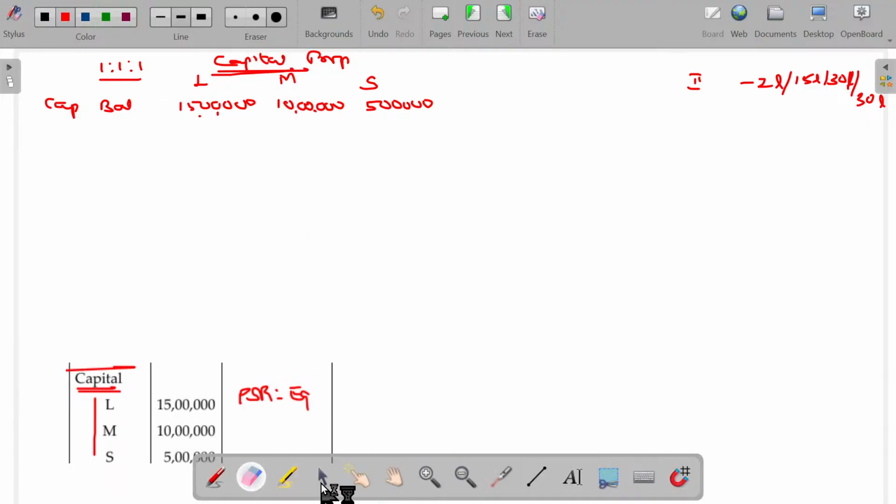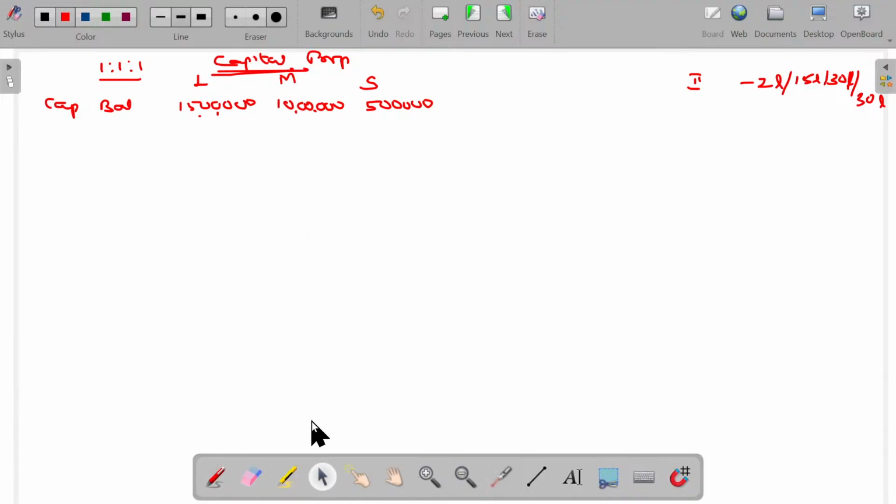In case of capital proportionate method, you have to prepare what? Working note. You have to prepare the working note. L, M, S. What is the capital invested by L, M, S? 15 lakhs, 10 lakhs, 5 lakhs. Their P&L ratio being 1:1:1. Find out capital required per share.